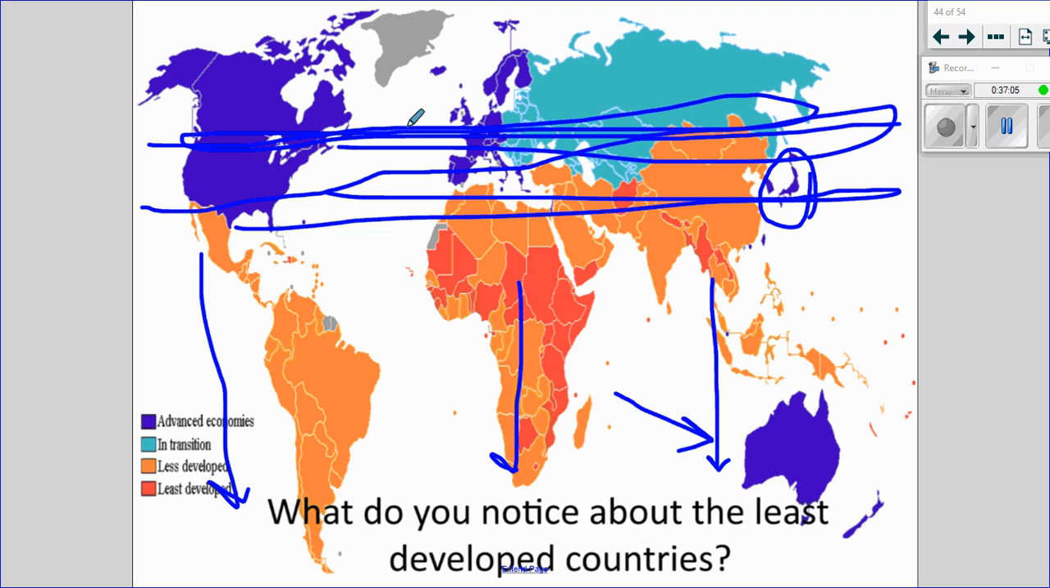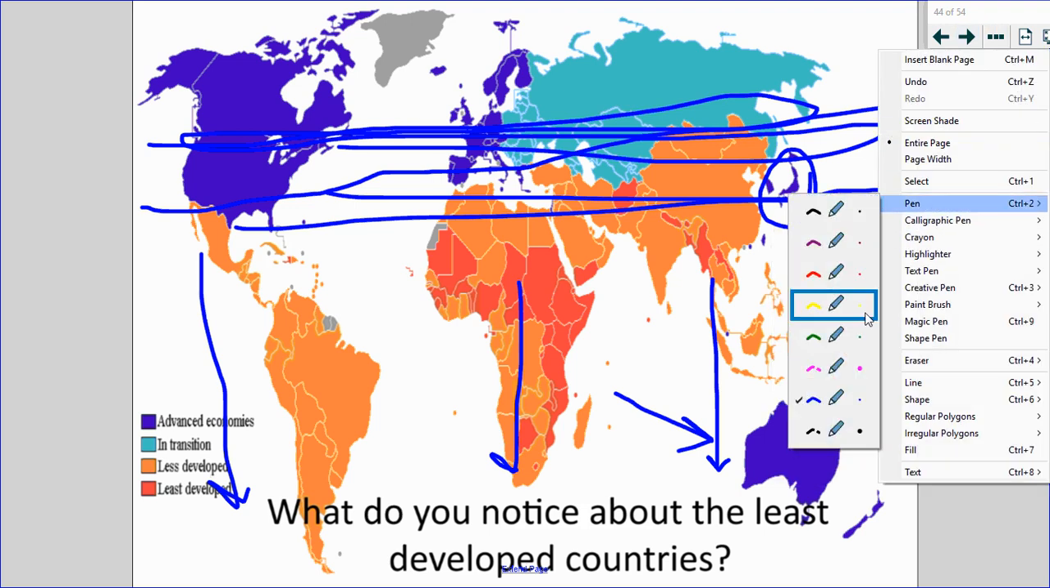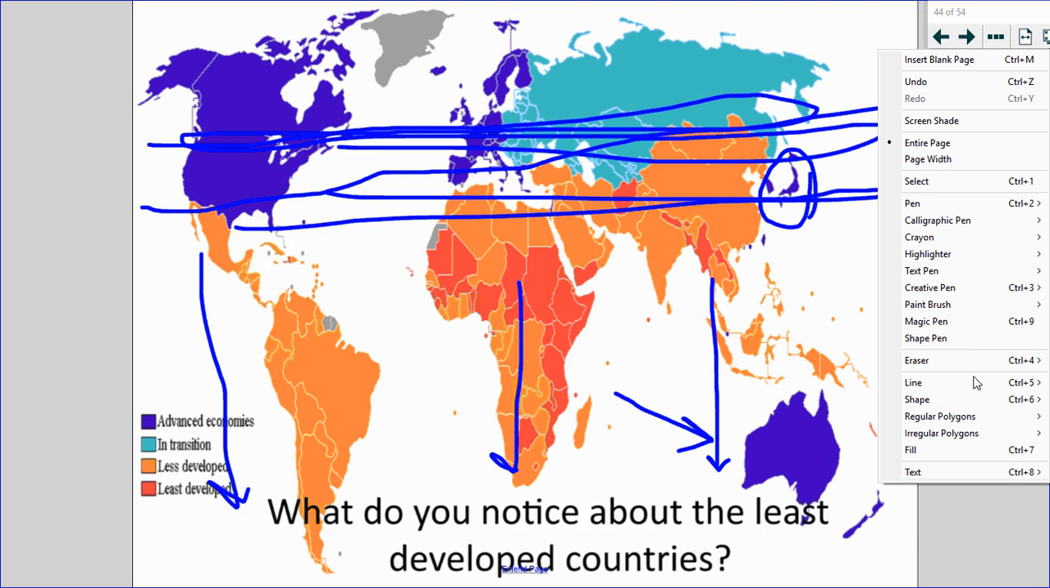What it really comes down to, let me get my eraser here, is a handful of things. Eraser, there we go, because it's getting a little busy.